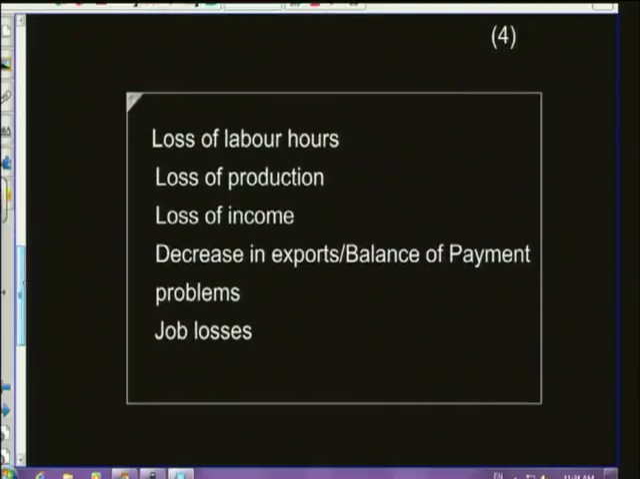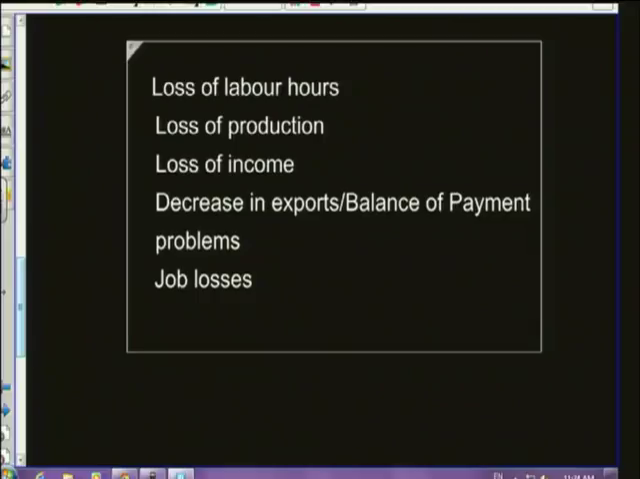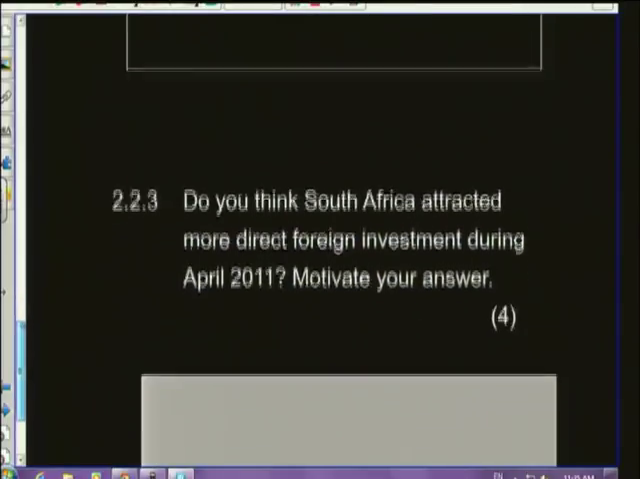There's a loss of labor hours. There's a loss of production. As a result of that, there's a loss of income to the companies. There's a decrease in exports, especially if you think about the gold mines and all the gold that they are supposed to export that is not extracted during a specific period of time. This leads to a decrease in exports. And as a result of that, we have balance of payment problems, and then certain people also lose their jobs.